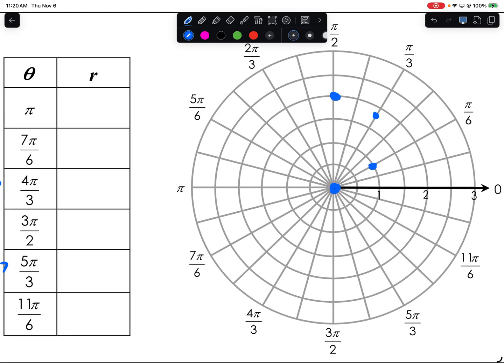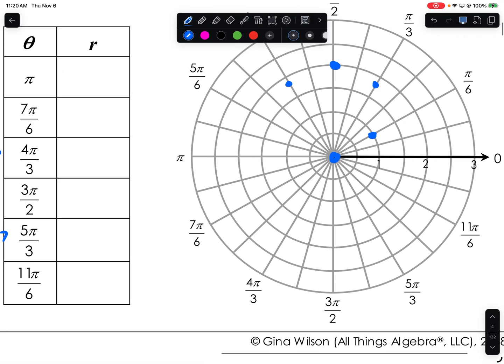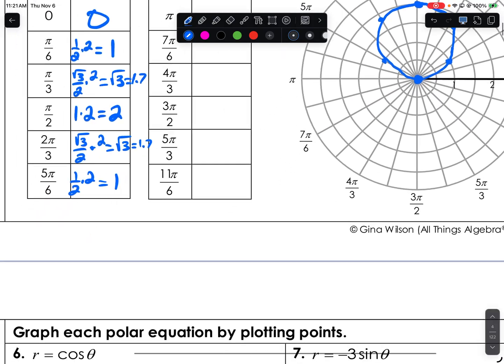And 2 pi over 3, 1.7. And then what do I have? I get 5 pi over 6, 1. So it's like the circle's pinched a little bit at the bottom. That was wiggly, but whatever. Close enough. Okay? It's not helping. It's worse, I think, but it's okay.